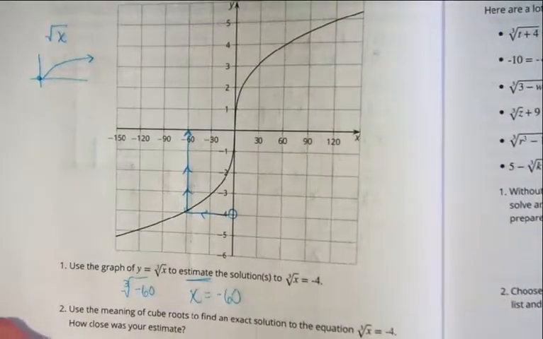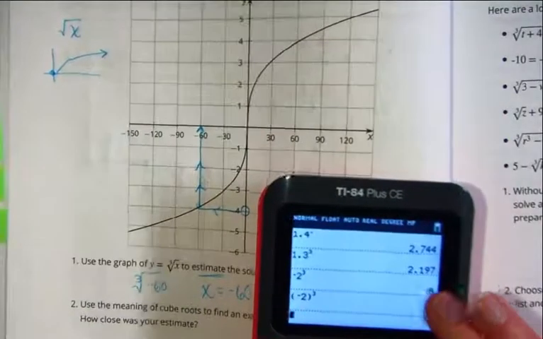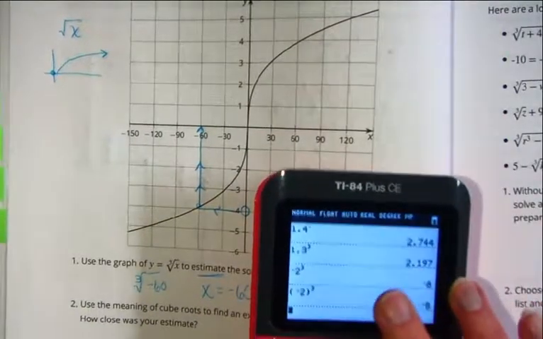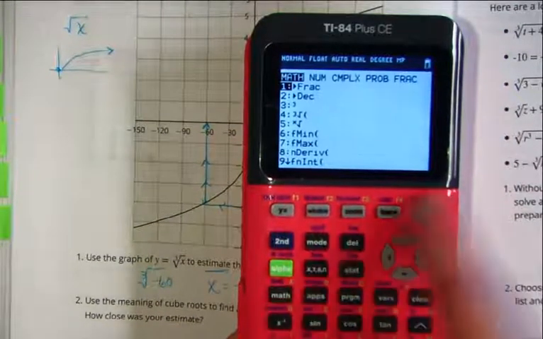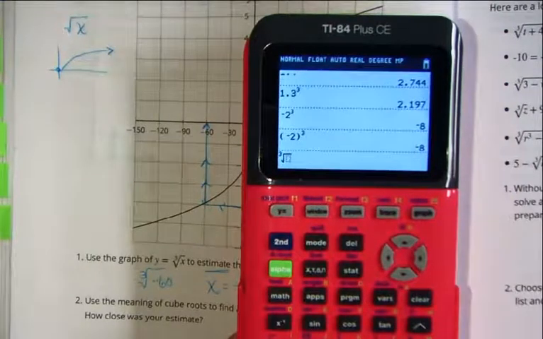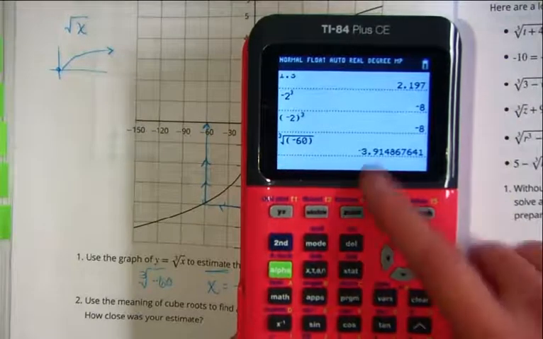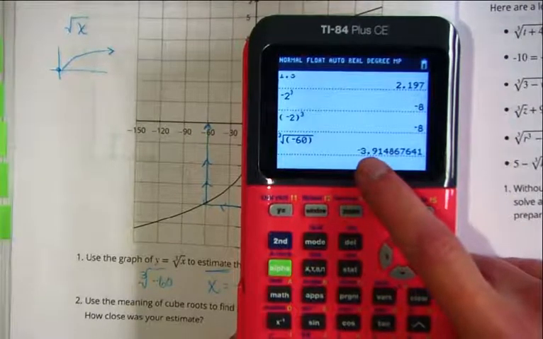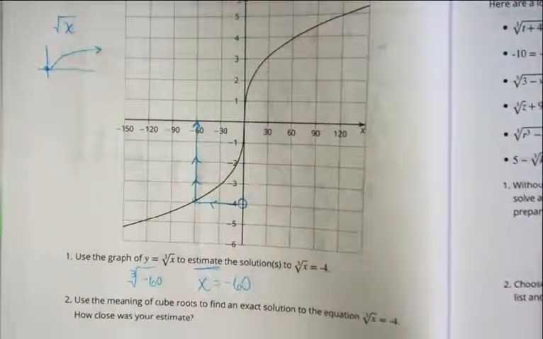Now, I'm already kind of thinking about what that might be. And finding the cube root of -60. I don't think I'm quite close enough. Remember these things, if we want to check them, they're in our math button here on our calculator. And number 4 is a cube root. Ooh, pretty close. -3.9. That's really close. I'm actually really happy with that.